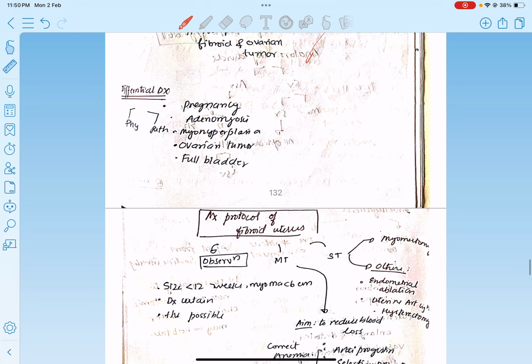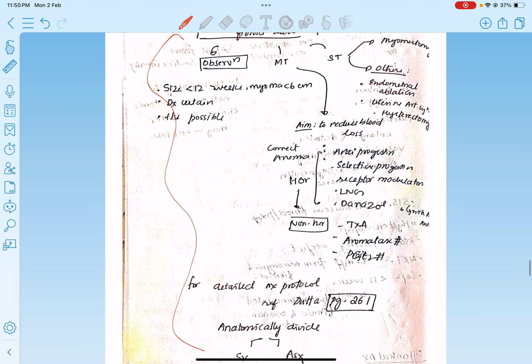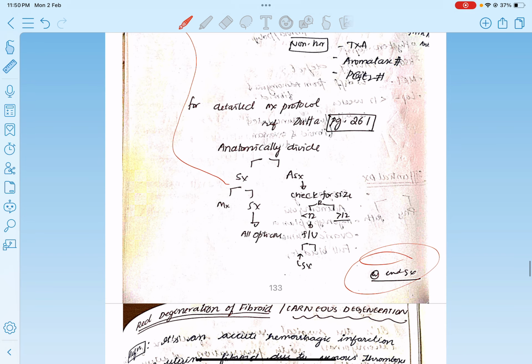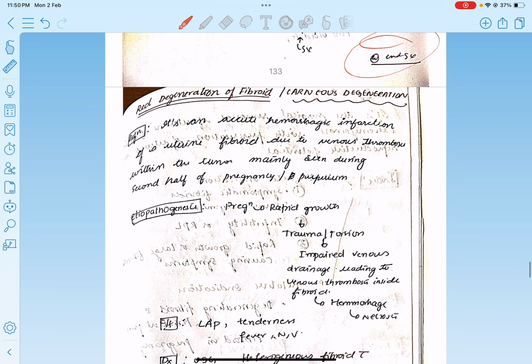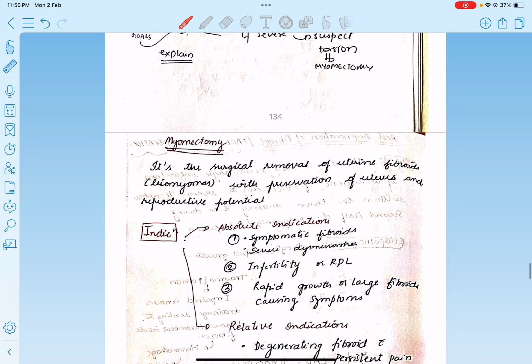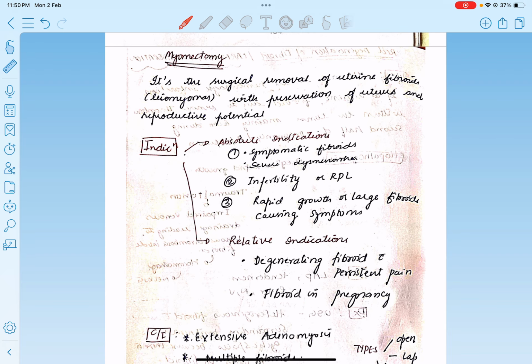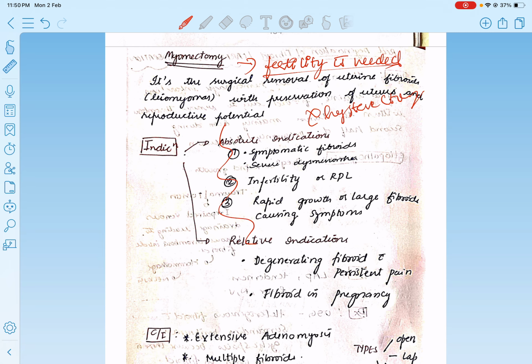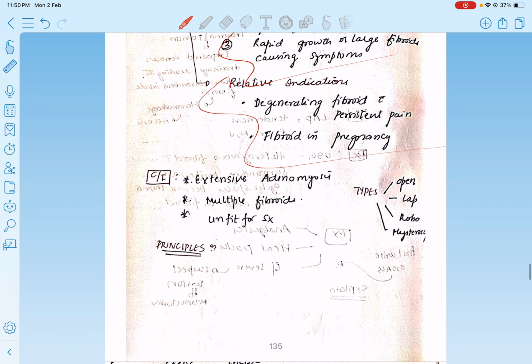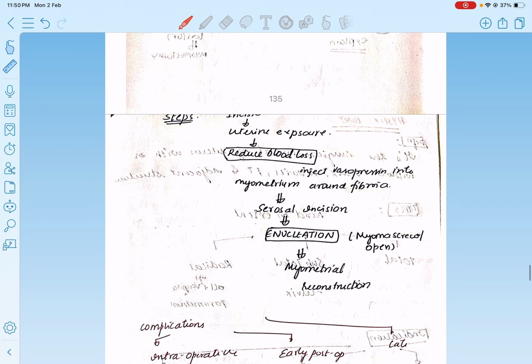These are the investigations, and this is the management protocol. I would attach the image at the last, so I am not discussing it. Again, red degeneration I have already told. Then myomectomy, where you are removing the fibroid and not the uterus. So where do you do it? Where fertility is needed, or where you cannot do hysterectomy. These are the indications and these are the relative indications. Okay. Again, this is the procedure.